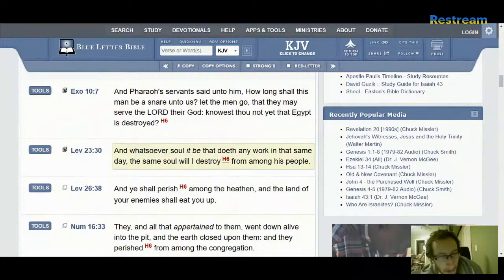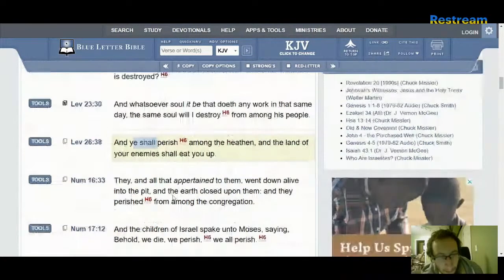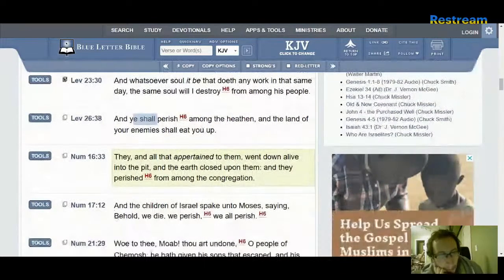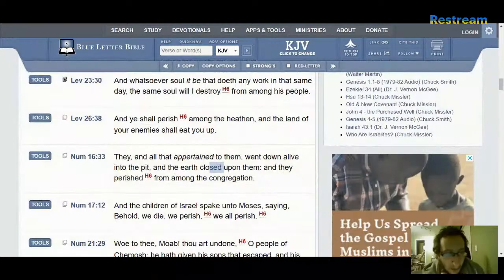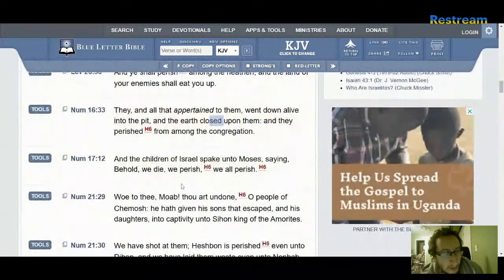Whatever soul it shall be that doeth any work in that same day, that same soul will I loose from among his people. You shall perish among the heathen, you shall be lost among the heathen, and the land of your enemies shall eat you up. Went down alive into the pit, and the earth closed upon them, and they were lost from among the congregation. And the children of Israel spake unto Moses, saying, behold, we die, we are lost, we all are lost.